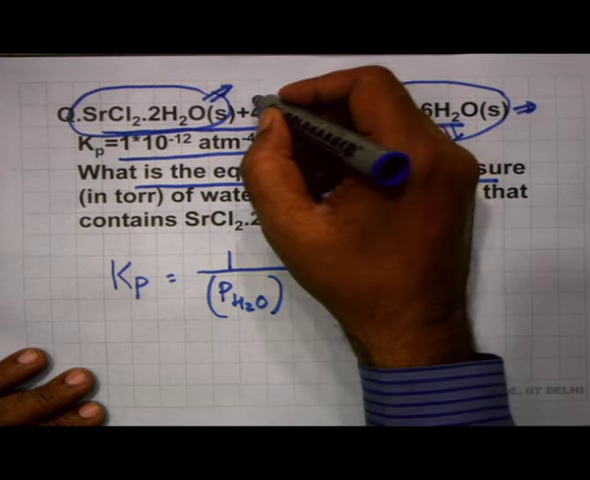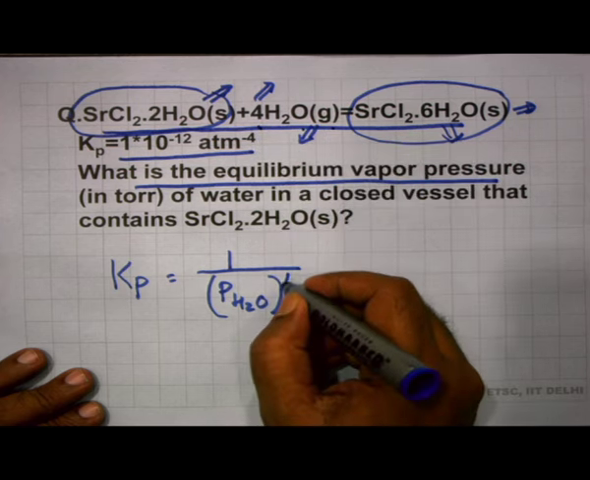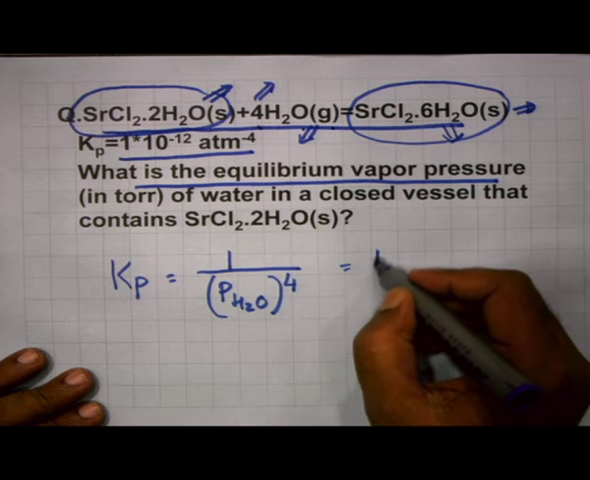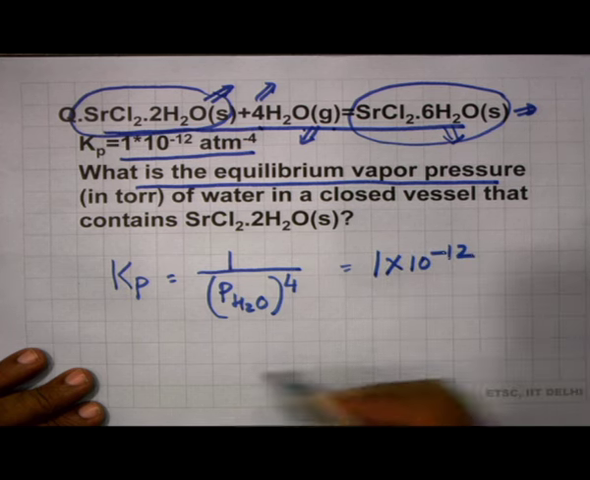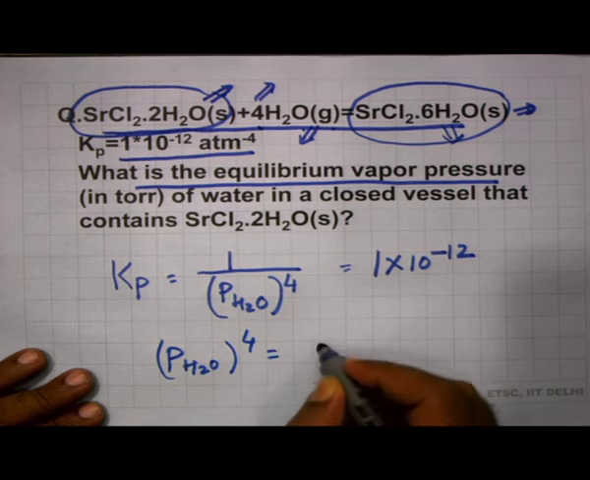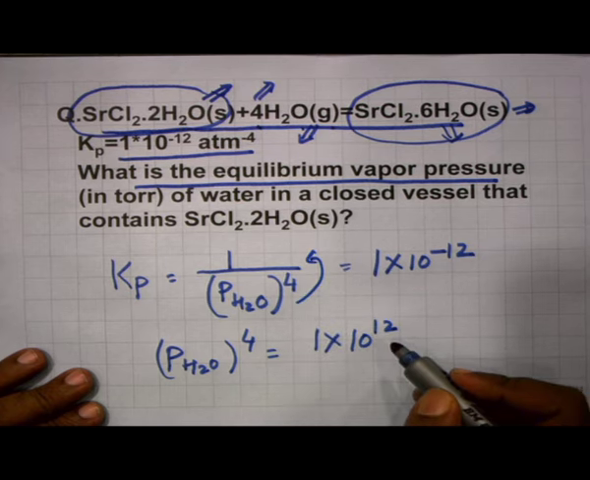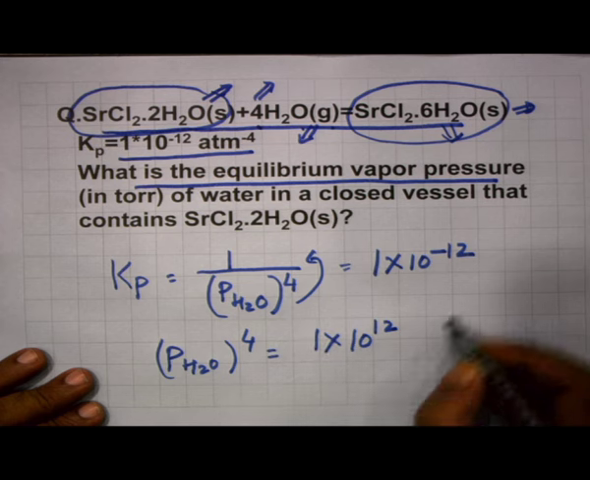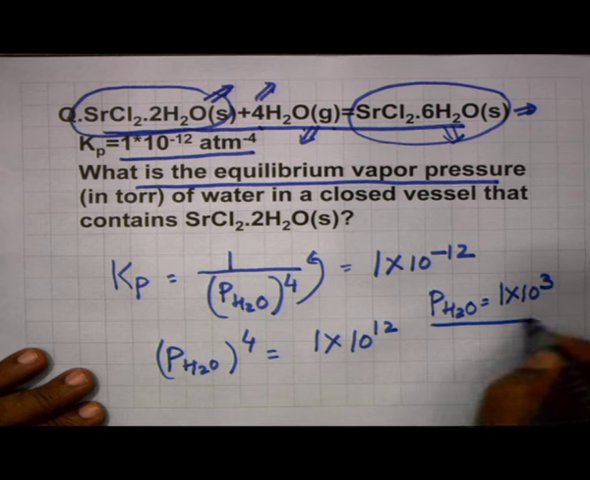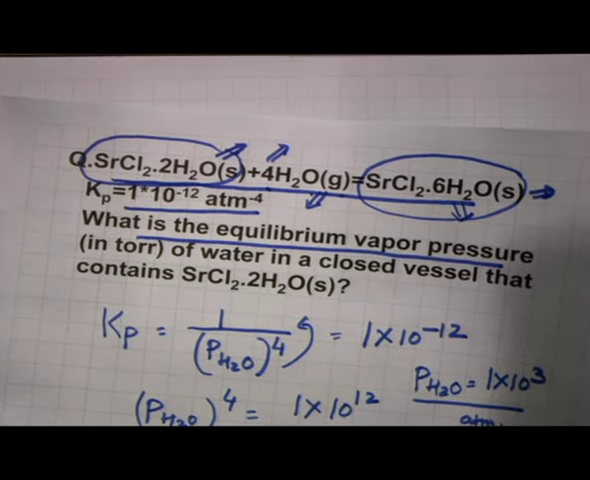What is the power here? You can see at this point it is 4. Okay. 4 is the stoichiometry of water in the gaseous phase. So, you just simply put 4 here. And we know from the problem that Kp is equal to 1 into 10 to the power minus 12. And so, you can simply write P_H2O to the power 4 is equal to 1 into 10 to the power minus 12. Okay? Then you will be able to calculate P_H2O, which is nothing but 1 into 10 to the power minus 3 atmosphere. So, you will be able to calculate the equilibrium vapor pressure in this case if Kp is given.